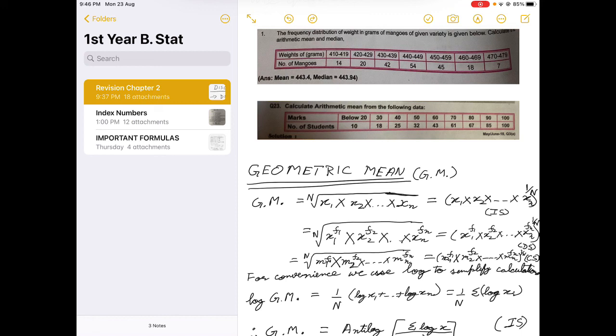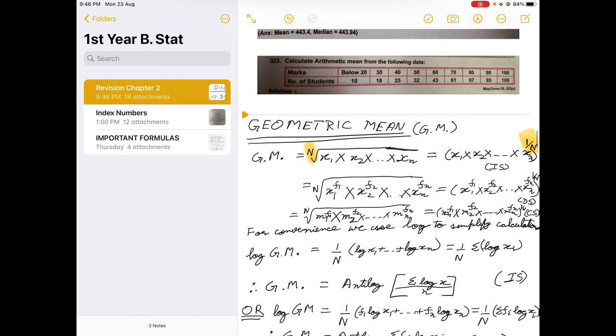For the individual series, where we have just individual values, we multiply all the x values. Suppose there are n x values, we take the nth root of the product of all those x values. So multiply x1 into x2 into and so on into xn, then take the nth root. This nth root is also written as the power 1 by n.